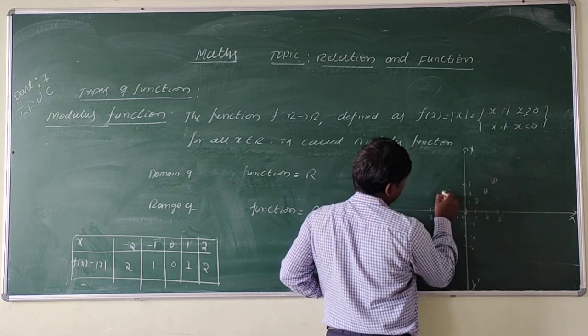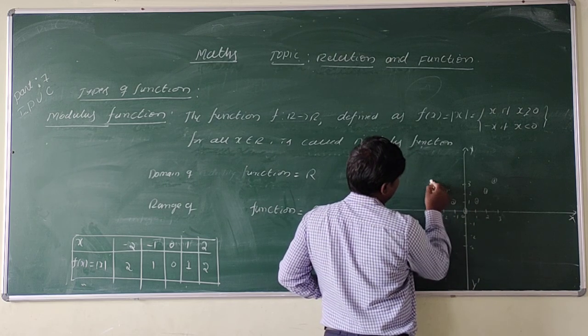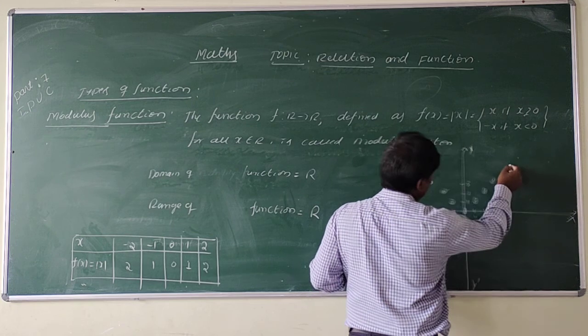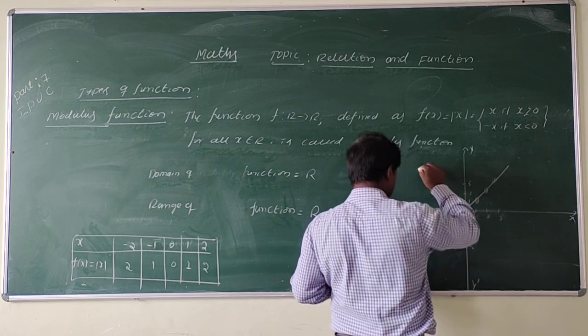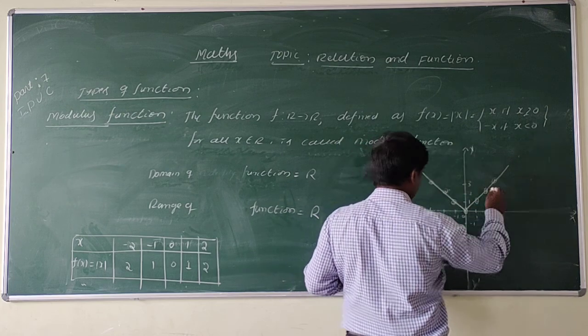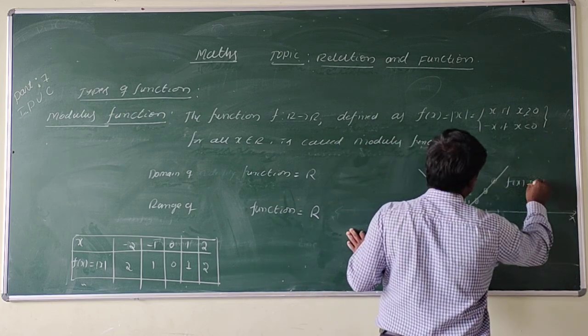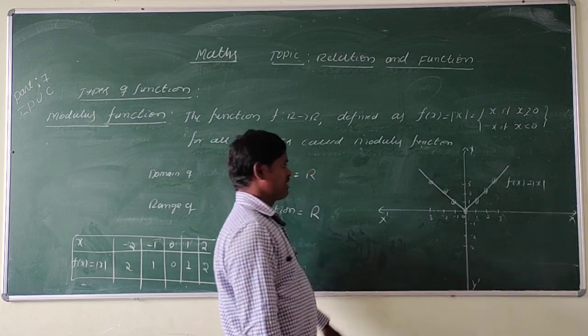Minus 2, then we get plus 2. Minus 3, again we get plus 3. So therefore, the graph of the modulus function is like this. Okay. So this is the graph f of x equal to mod x.